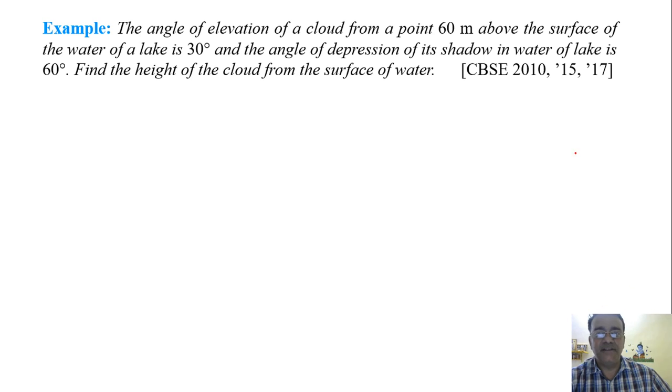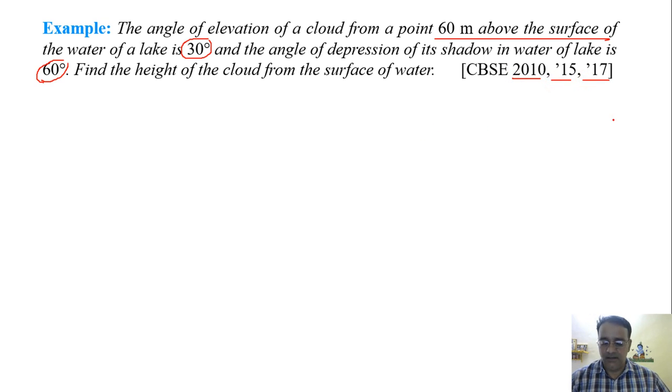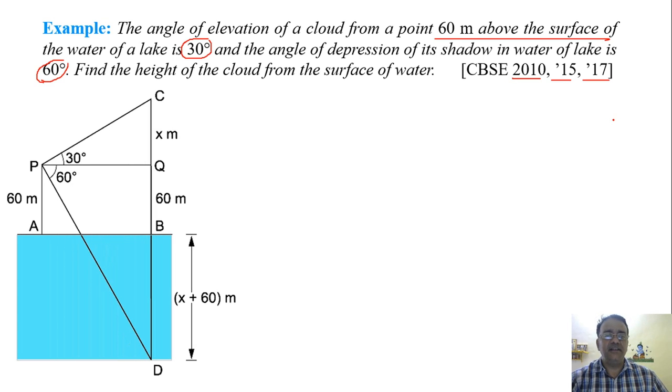The angle of elevation of a cloud from a point 60 meter above the surface of the water of a lake is 30 degree and the angle of depression of its shadow in water of the lake is 60 degree. Find the height of the cloud from the surface of the water. So this question came in 2010, 15, 17 and one or two more times in the exam. So this is the diagram.